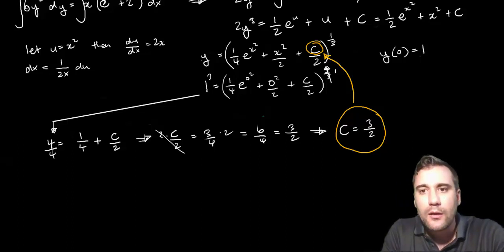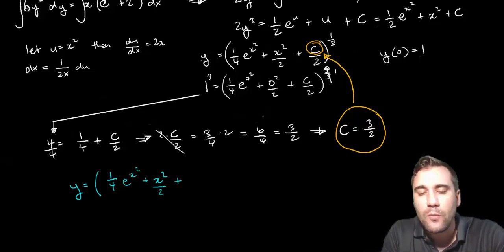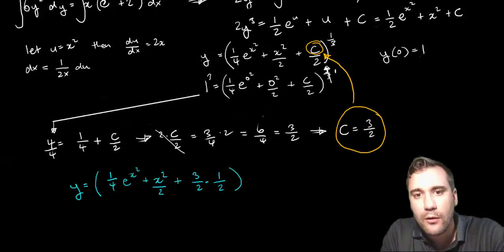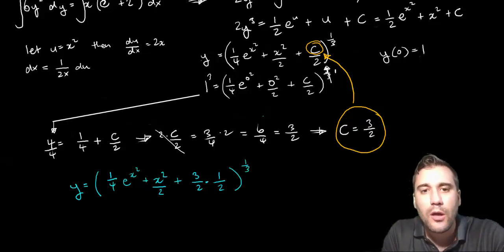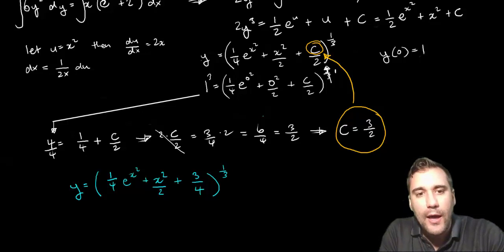So what we have now is y is equal to 1/4 e to the x squared plus x squared on 2 plus c, which is 3/2, divided by 2, so multiplied by 1/2. All of that raised to the 1/3 power. Now 3/2 times 1/2 is just 3/4, so we can just write that as 3/4. And now we have got our specific solution.